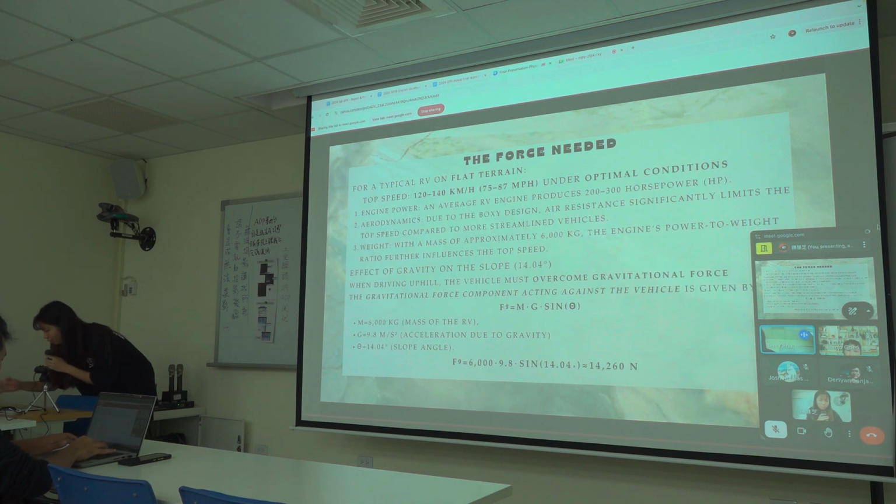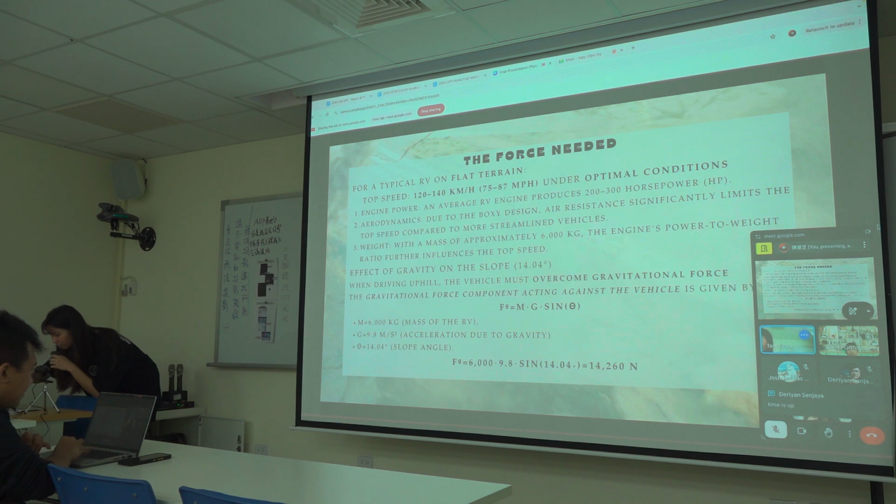Yeah, but I will explain. That RV can reach a speed of 120 to 140 kilometers per hour. But because there will be vibration and the floor is uneven ground, there will be forces that make the speed slower. So there will be an effect from gravity. So here I calculate the gravitational force that acts against the vehicle. And the gravitational force is 14,260 newtons.